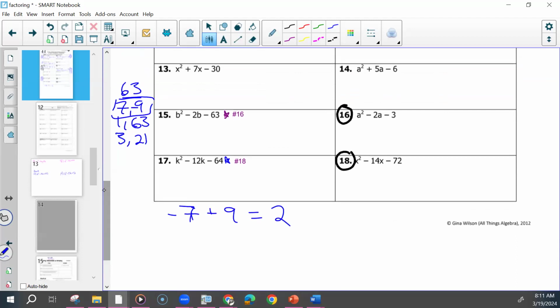So in this case, when you have 2 negatives, the bigger number is going to be the negative. One is still going to be negative, but when you have two negatives, the bigger number is going to be.